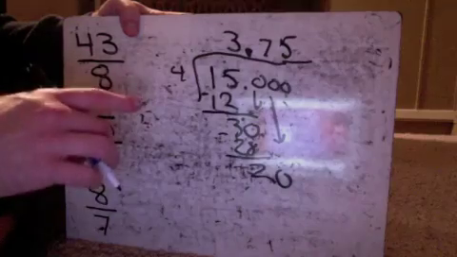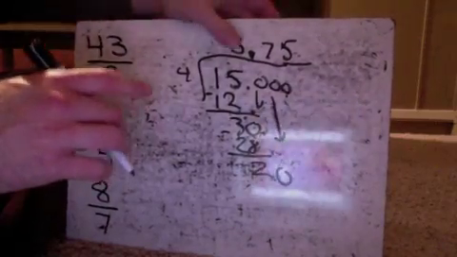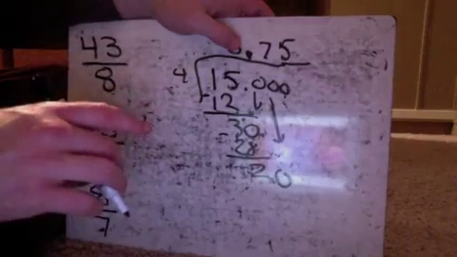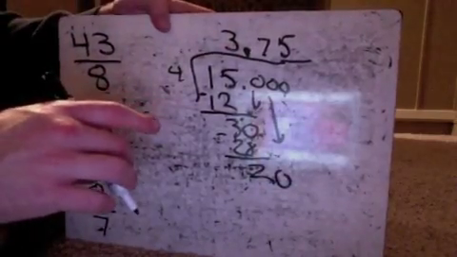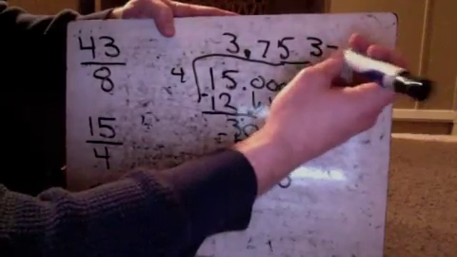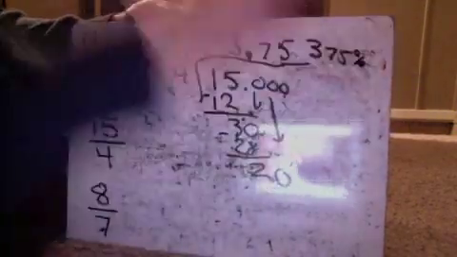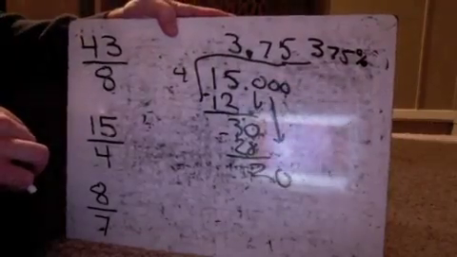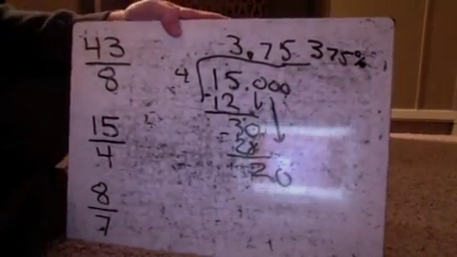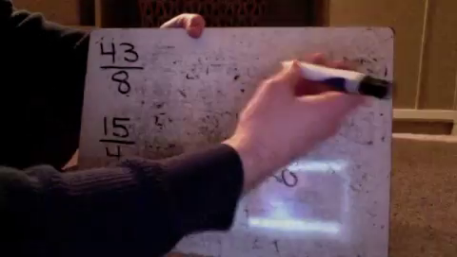Now, if I write this as a percentage, again, if I covered this part of it up, it would just be 75%. But since I have the 3 in front of it, it's going to be 375%. And then our last one is going to be 8/7 that we'll show you here.